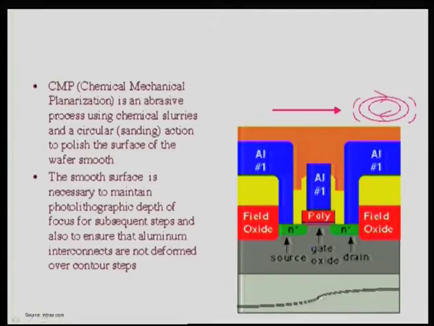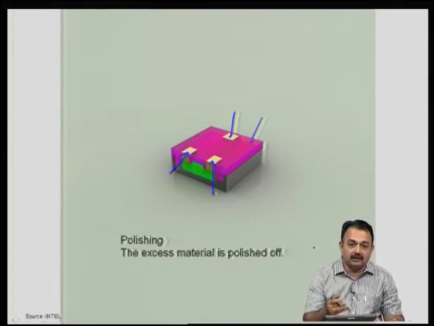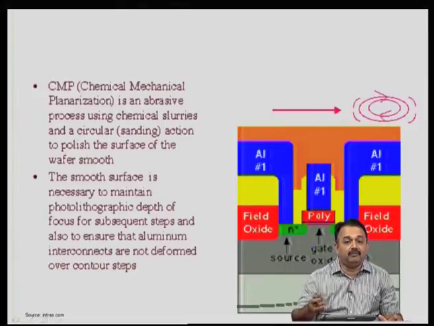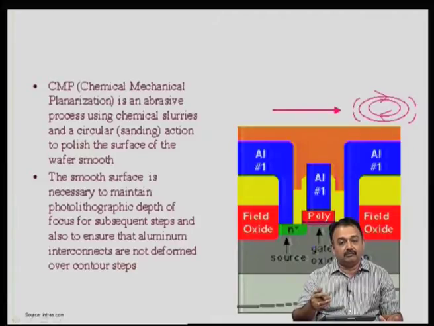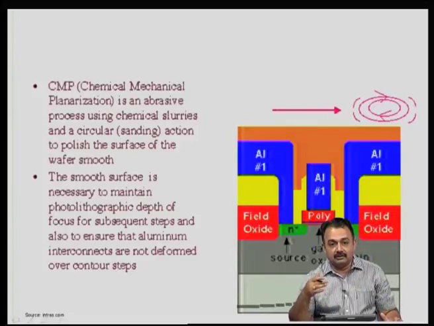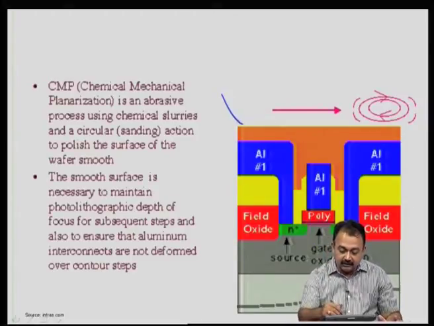So, the smooth surface is now necessary to maintain photographic depth of subsequent steps, because again this is not the end of the process, right. You are now going to build additional layers. So, you require to maintain minimum thickness, and also this CMP process should not deform the build up that you have already done. Okay. If it is going to deform or create cracks in the conductor build up, then the entire effort is lost. So, CMP is going to be a very crucial step in defining, as you can see, the final thickness of the conductor.